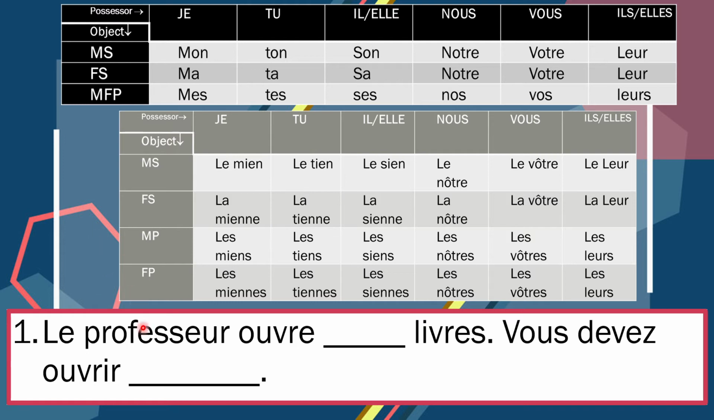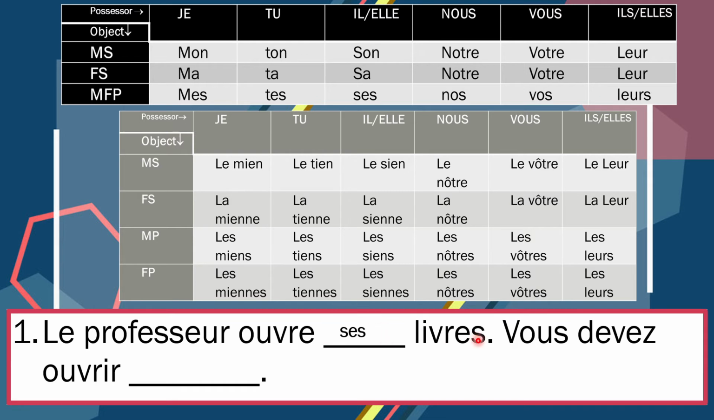Okay, so: Le professeur ouvre dash livre. Livre is following the blank here. That means it's a noun, so you have to use an adjective here. Look at the possessor: the professor becomes il. Livre is the noun, masculine singular, is the object. So masculine singular object and your possessor is il. You have to find the intersection, which is here, son. So your answer for the first blank is son.